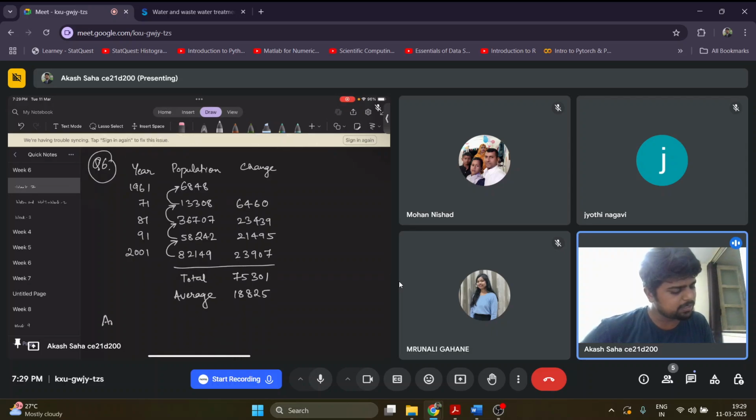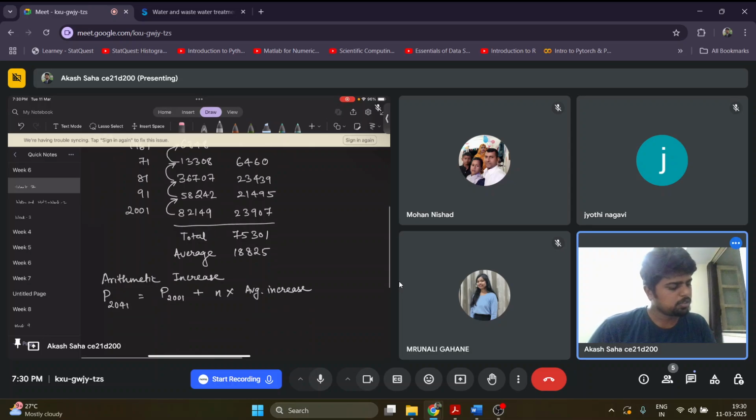So as per the arithmetic increase method, the population at 2041 will be the population at 2001 plus n into the average increase. So n here denotes the number of decades from the given date. So population at 2001 is 82,149.